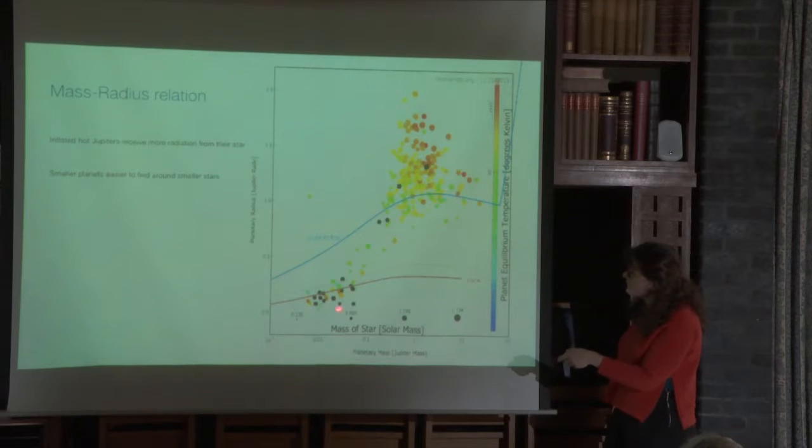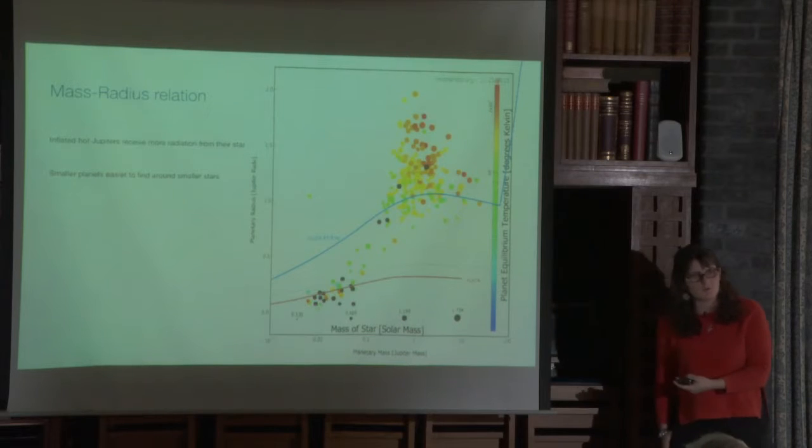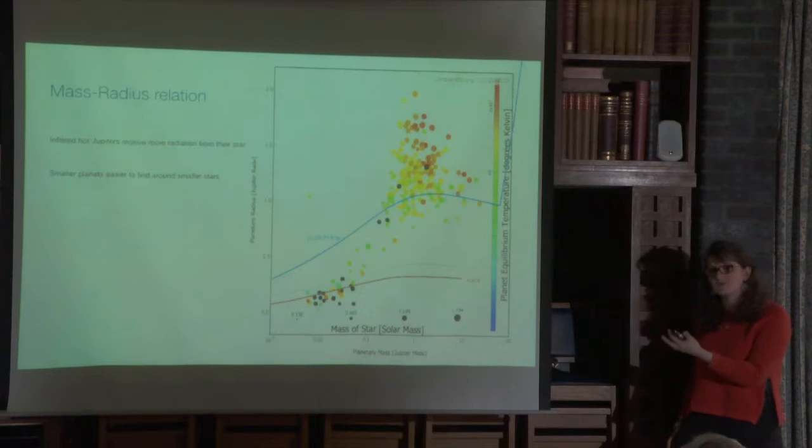As you go towards smaller planets, what you may notice is that the points are slightly smaller on average, and that is because the size of the points on this diagram represents the mass of the star, and it's easier to find smaller planets around smaller stars because they produce relatively bigger signals.